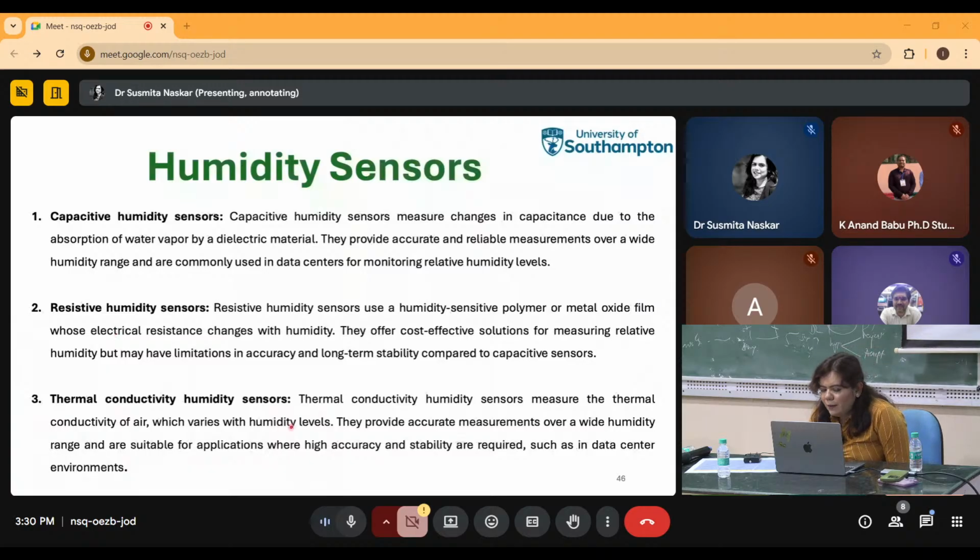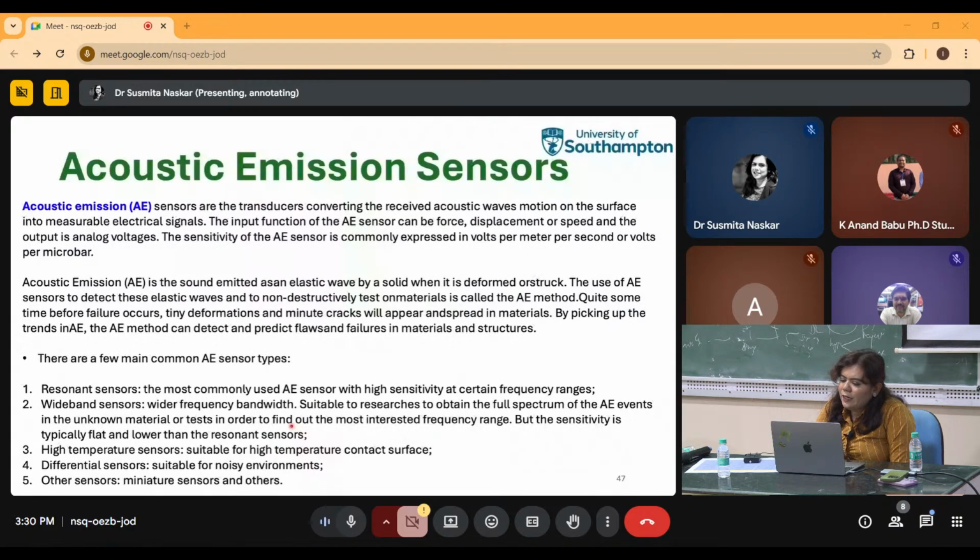Then there is a very important and very interesting one, which we call an AE sensor, also called an acoustic emission sensor. They detect stress waves from the material and convert them into a measurable electrical signal. They are very powerful for non-destructive testing. If you work with NDT, you must have used this kind of sensor, and they also detect early failure in a structure. That's the reason they are quite famous.